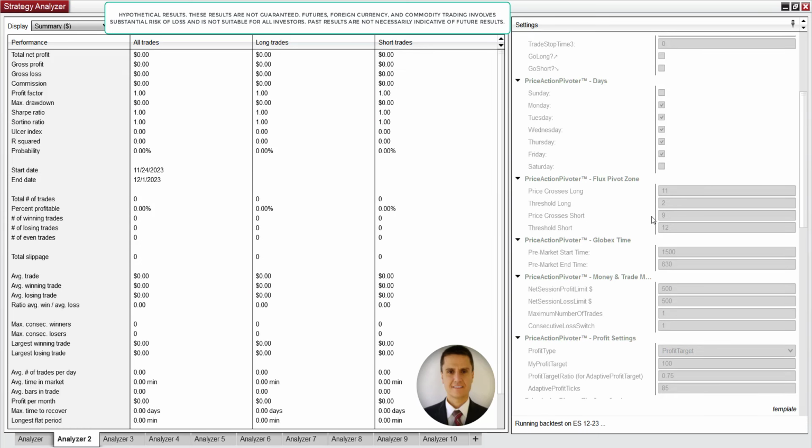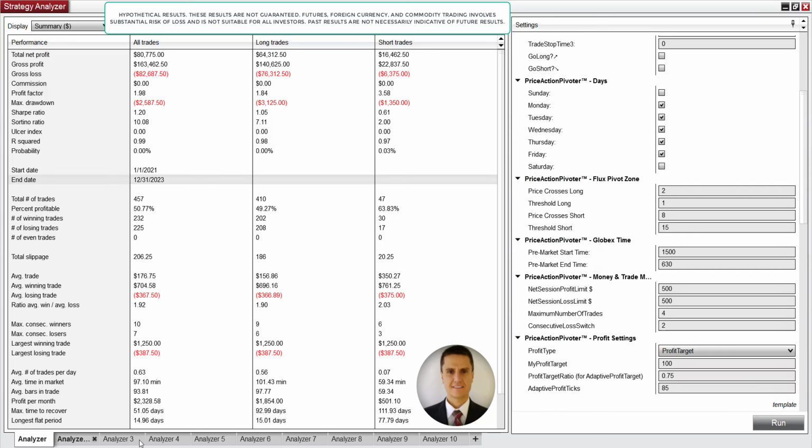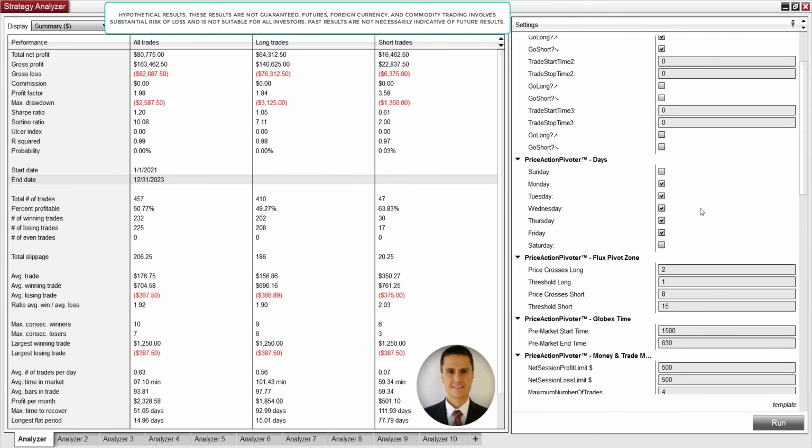So price across long is 11 and threshold is 2. I do have the conservative on these other tabs that I'm running here, but for now let's discuss what this is. So price action, pivot points, and Globex. Let's start with this, price crosses long.